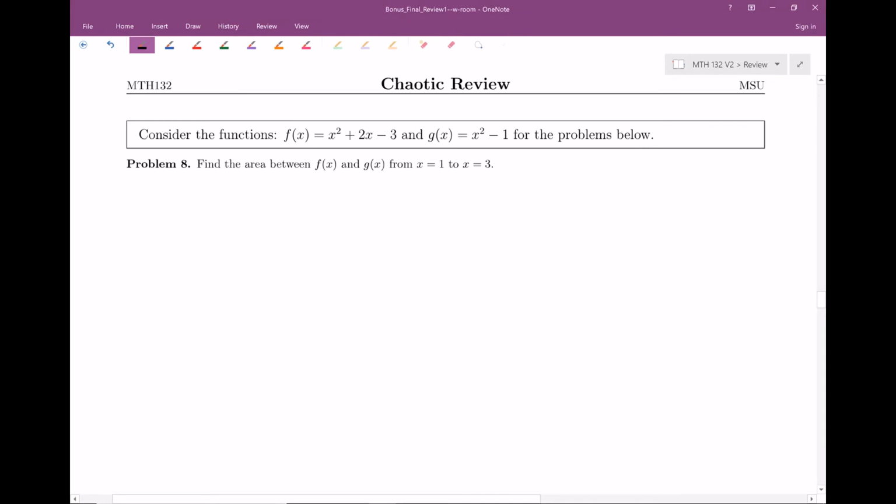Welcome everyone. In this video we're going to cover problem number 8 in the chaotic review, finding the area between f of x and g of x on the interval from 1 to 3. Whenever we try to find the area between functions, we need to know what is the big function versus what is the small function, right? Which has bigger y values versus which has smaller y values. And so we're going to go ahead and maybe graph these things as my first step.